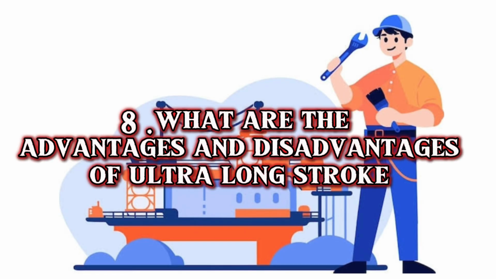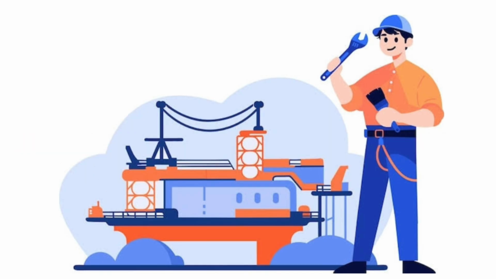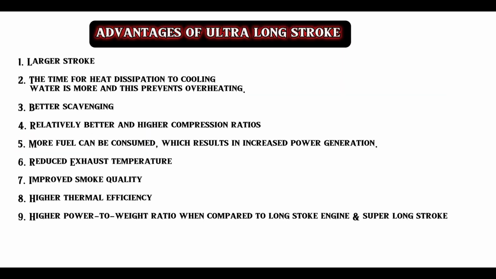Eighth question, what are the advantages and disadvantages of ultra long stroke? Larger stroke compared to super long stroke. The time for heat dissipation to cooling water is more and this prevents overheating. Better scavenging takes place compared to super long stroke. Relatively better and higher compression ratios compared to long stroke and super long stroke. More fuel can be consumed, which results in increased power generation compared to long stroke and super long stroke.